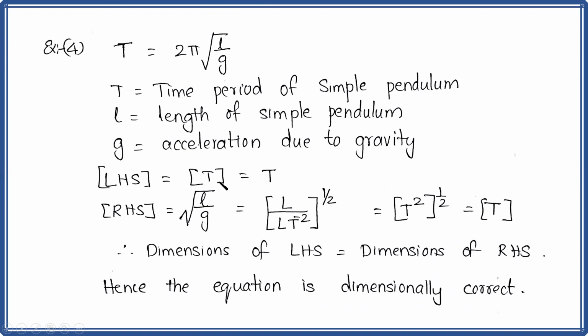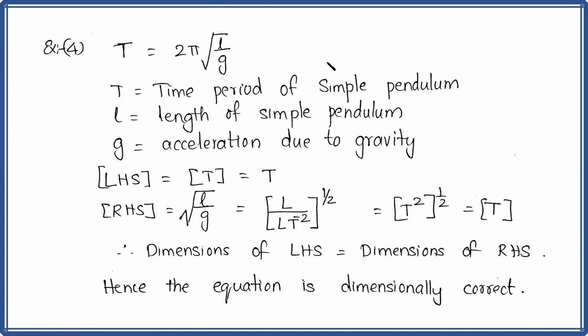LHS, time period, simple t, therefore t to the power of 1. RHS, under root L by G. L means length, G means acceleration due to gravity, therefore LT minus 2, whole to the power of 1 by 2 because it is under root. Therefore, L and L cancel. The T minus 2 comes up to the numerator, it becomes T square whole to the power of half, then half 2 and 2 cancel, it becomes T.